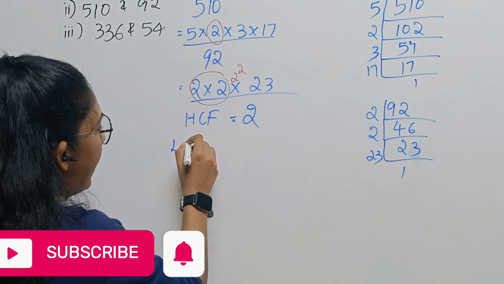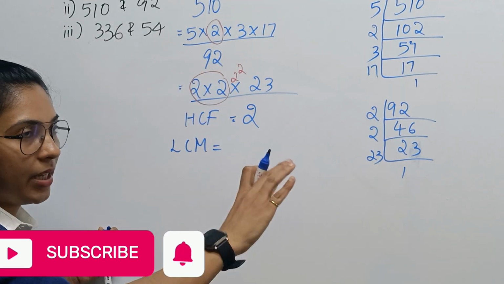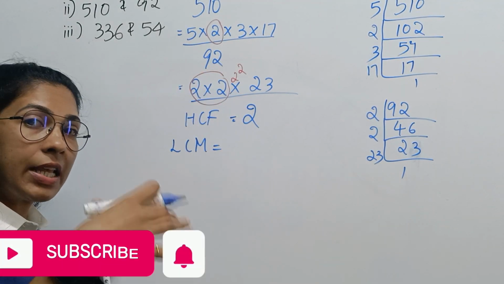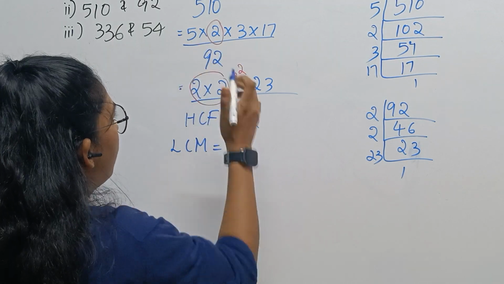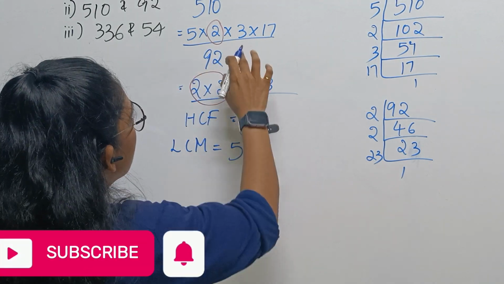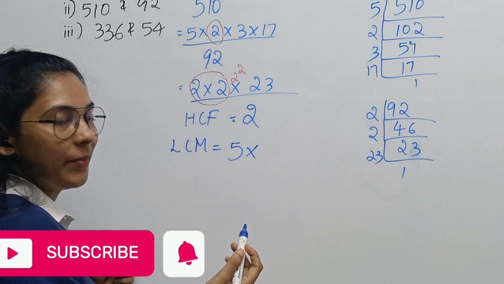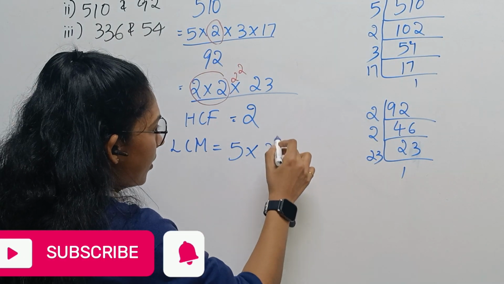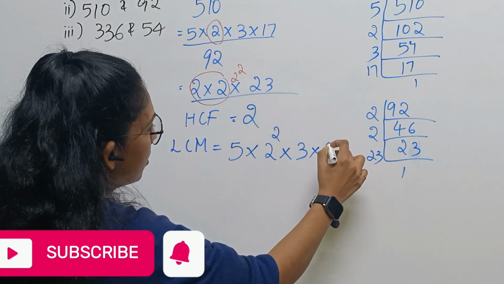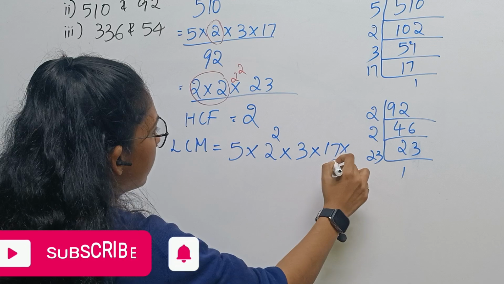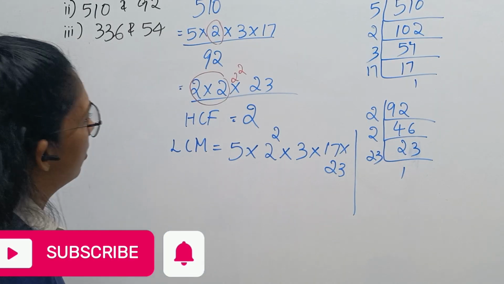Now let's find out LCM. What is LCM in this case? LCM is the product of all factors with the highest power. So LCM is equal to 5 is there, into 2 is there. Here it is 2 and here 2 square. Which one will be considered? 2 square should be considered. 2 square into 3 is there, 17 is there and 23 is there. Anything else? No.